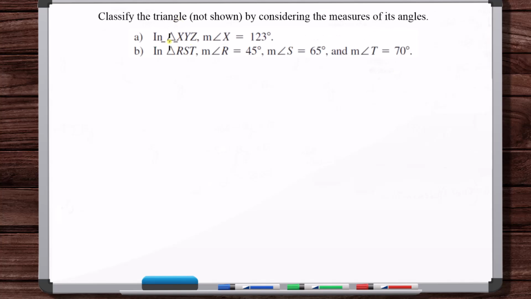All right, in triangle XYZ, the measure of angle X is 123 degrees. This is going to be an obtuse triangle. If one angle of a triangle is obtuse, then it's an obtuse triangle. And if all the angles are acute, it's an acute triangle. Okay, what if you have triangle RST, and the measure of angle R is 45, the measure of angle S is 65, and the measure of angle T is 70? Well, that's an acute triangle. All the angles are acute.